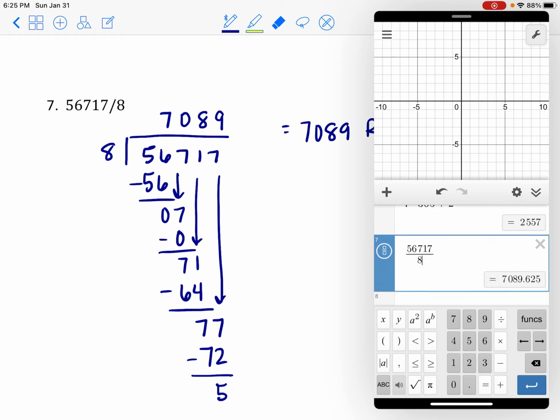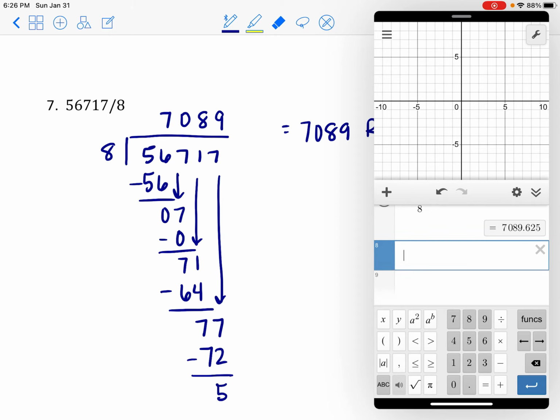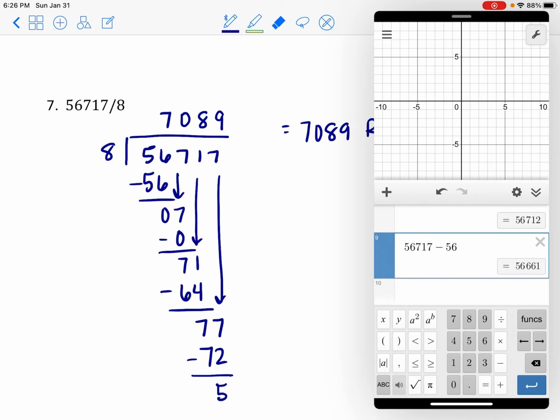And look, when you have a remainder, your calculator is going to show you a decimal amount, okay? So it's not actually going to do the work for you, but you know that 7,889 is the right quotient. So then if we took 7,089, multiplied it by 8, we could see the difference between that and our dividend, which was 56,717, is the remainder of 5 that we were left with, okay?